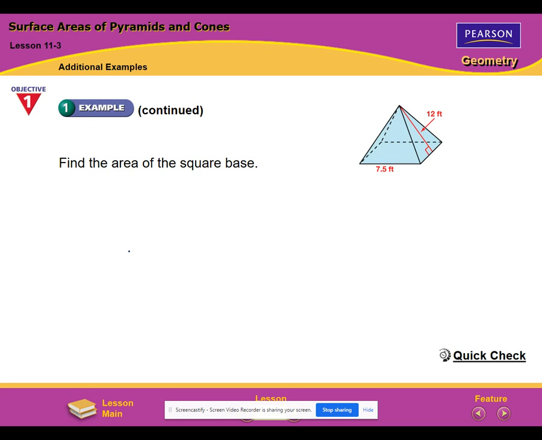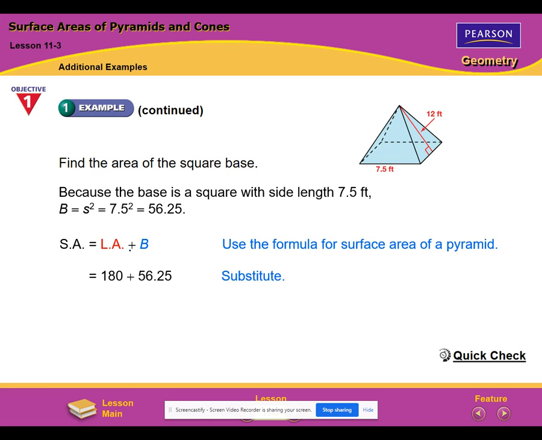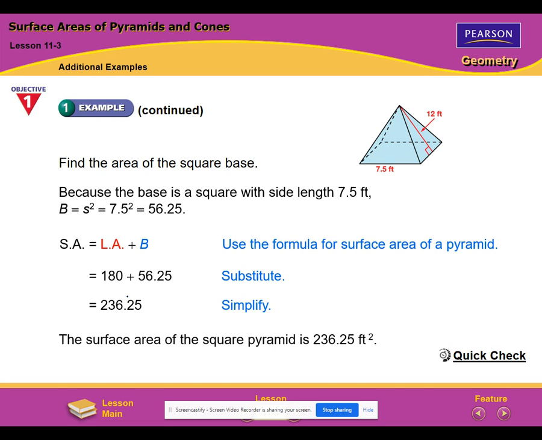They get 180. Then we're going to get a formula, or a calculation, if you will, for the base. And then they're going to bring those two things together. Surface area is equal to lateral area plus the base, and then they plug the numbers in, and then they bring them together. This seems like a lot of work to me. This seems like more work than is necessary.